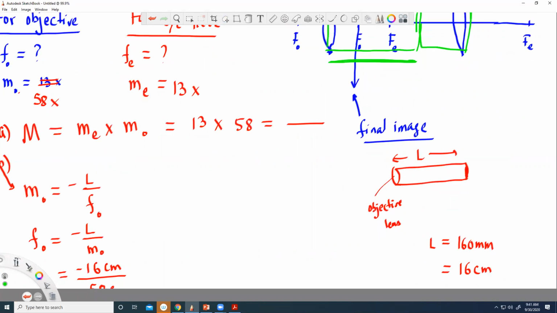Okay, so let's find F naught. Again, the magnification for the objective is minus L over F naught. That's the formula, so we need to get F naught. F naught would be L over M naught. L is the tube length, which is 16 centimeters, and the magnification is 58.